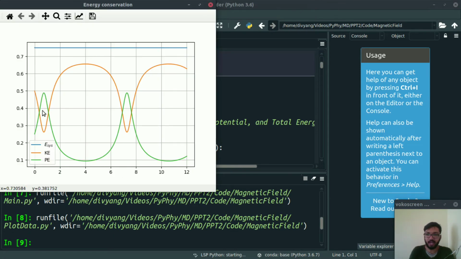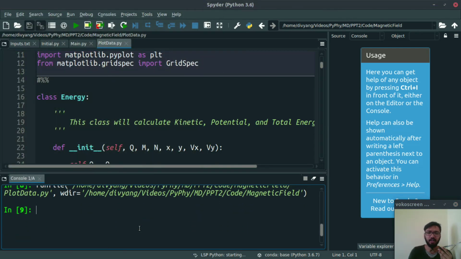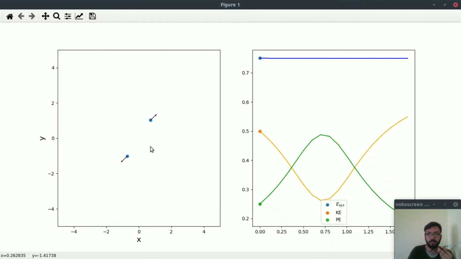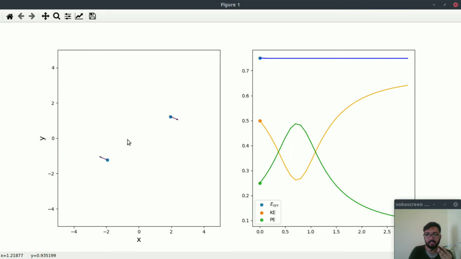Okay, so we are getting this kind of interesting energy profile, guys. We have this orange kinetic energy and green potential energy, right? And luckily in this case also we have constant total energy. That means our simulation is correct. Let's run this thing, or let's simulate this. Okay, so we are getting this kind of energy profile.